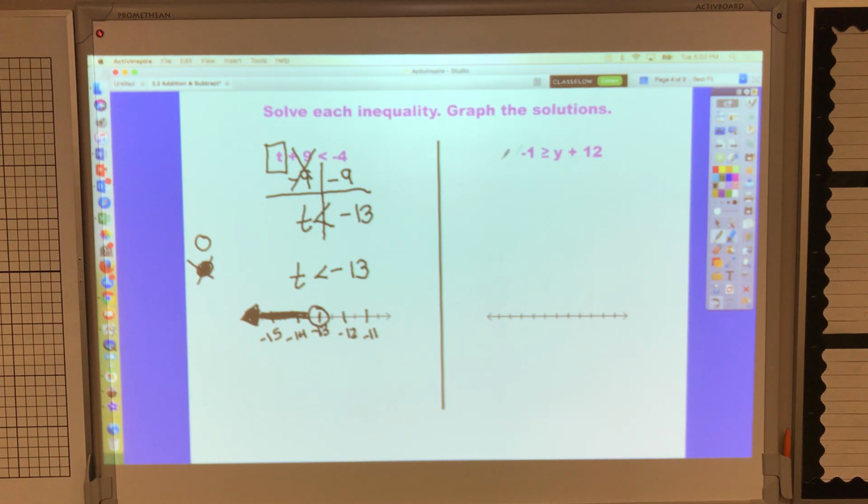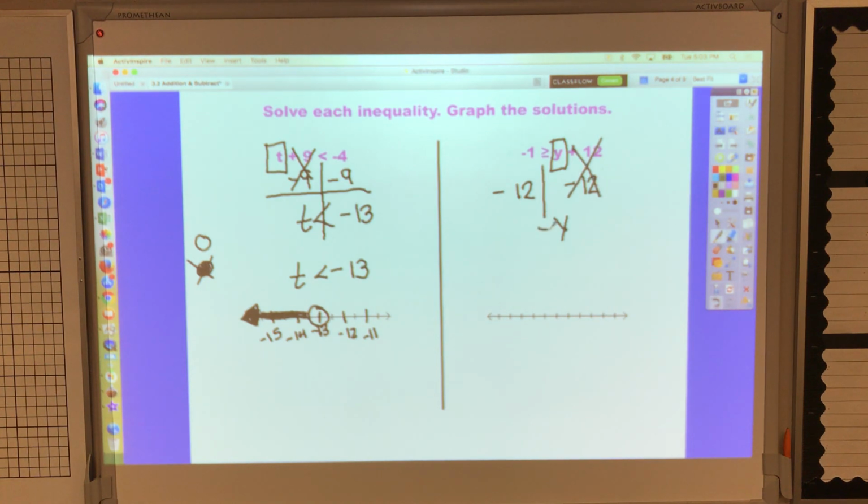Okay. The next one, the inequality, the y is on the other side. That still doesn't change my steps at all. My goal is still to get y by itself. Okay. So in order to do that, I need to get rid of a plus 12. So I minus 12. Whatever I do on one side, I again do to the other. Okay, in here I end up with y, my symbol, because these two cancel.